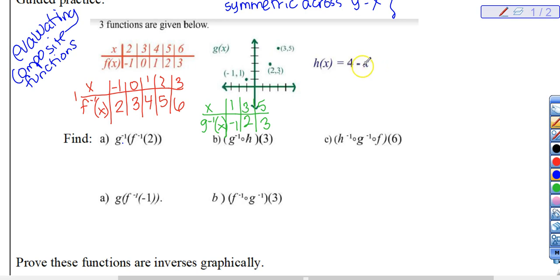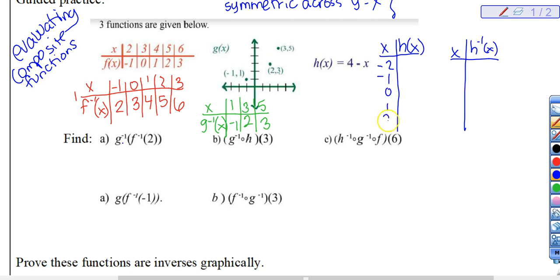It's an equation. Okay, so I say we'll just find some points. We'll just do another table of values, and then we'll find their inverses. So we're going to do x and h of x, and then we'll go back and we'll do x and h inverse of x. Okay, ready? So I'm going to pick some points for x. Let's pick -2 and -1 and 0, 1, 2, and 3. Yeah, let's do all of those.